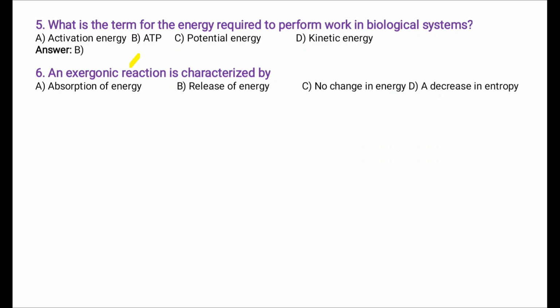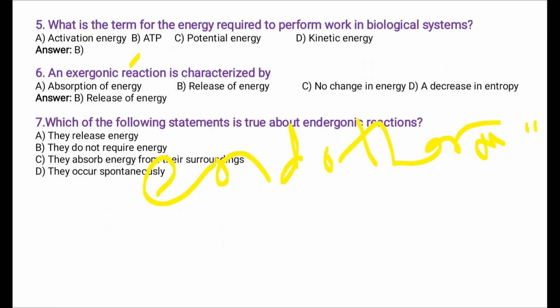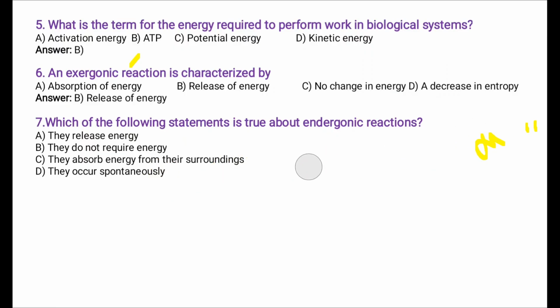You have heard about endothermic and exothermic reactions. Endothermic means absorbing energy and exothermic means releasing energy. So B is the answer, release of energy. Next question, which of the following statements is about endergonic? Endothermic means heat absorbed. So C is the correct answer. Endothermic or endergonic means heat absorbed and exothermic means heat released.